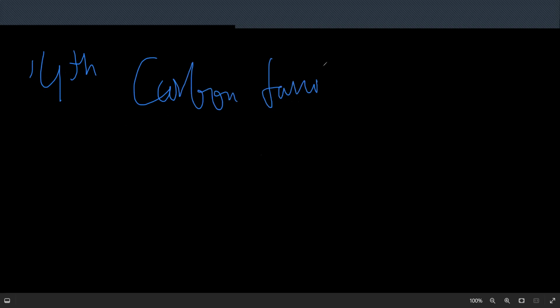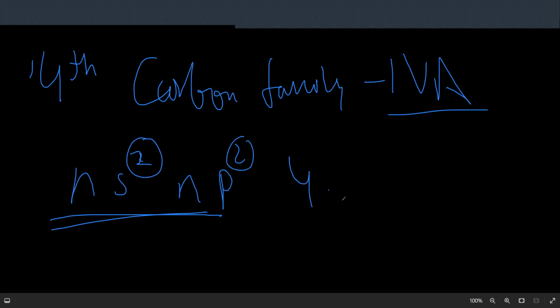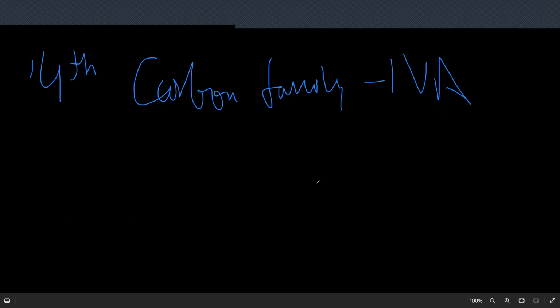Now let's learn about the 14th group, which is the carbon family. The carbon family, which is 4A, has the general form of ns2 np2, and I want you to tell me the valence electrons of this. Yes, it is 4, because 2 plus 2 is 4 valence electrons. Now let's talk about the 15th. The 15th is the nitrogen family.